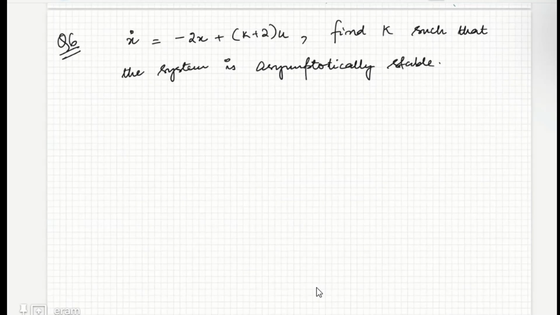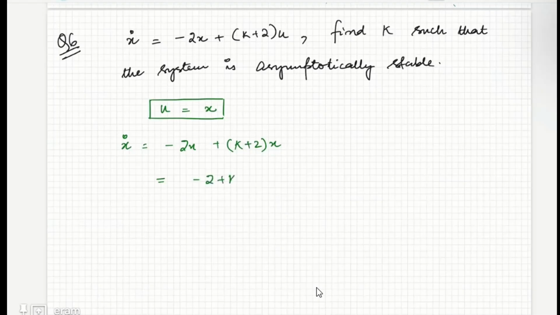Okay, since the given system has control u, let's take up the simplest form of u and then find out the condition on k such that the closed loop system will be asymptotically stable. The simplest form of control we can take to make the system asymptotically stable is just the state feedback controller u equals x. After fixing the controller, we can write the system as minus 2x plus (k plus 2) into x, which is minus 2 plus k plus 2 into x, that is nothing but k into x. Alright.